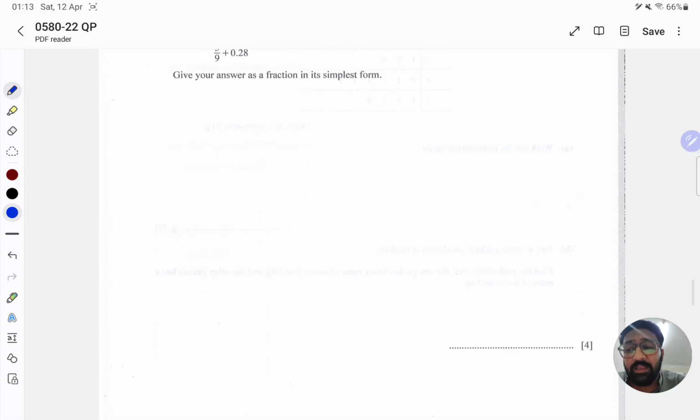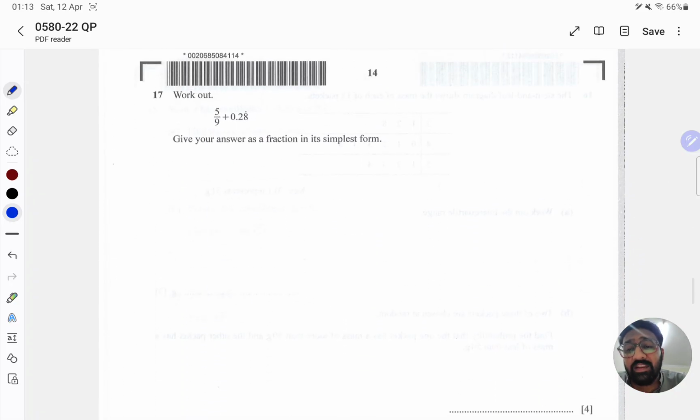Question number 17 says that we need to work out one fraction and one recurring decimal. Give your answer as a fraction in its simplest form. So let's first of all convert this recurring decimal. The concept of recurring decimals we should know about. We need to convert this recurring decimal into a fraction. How can we do that?